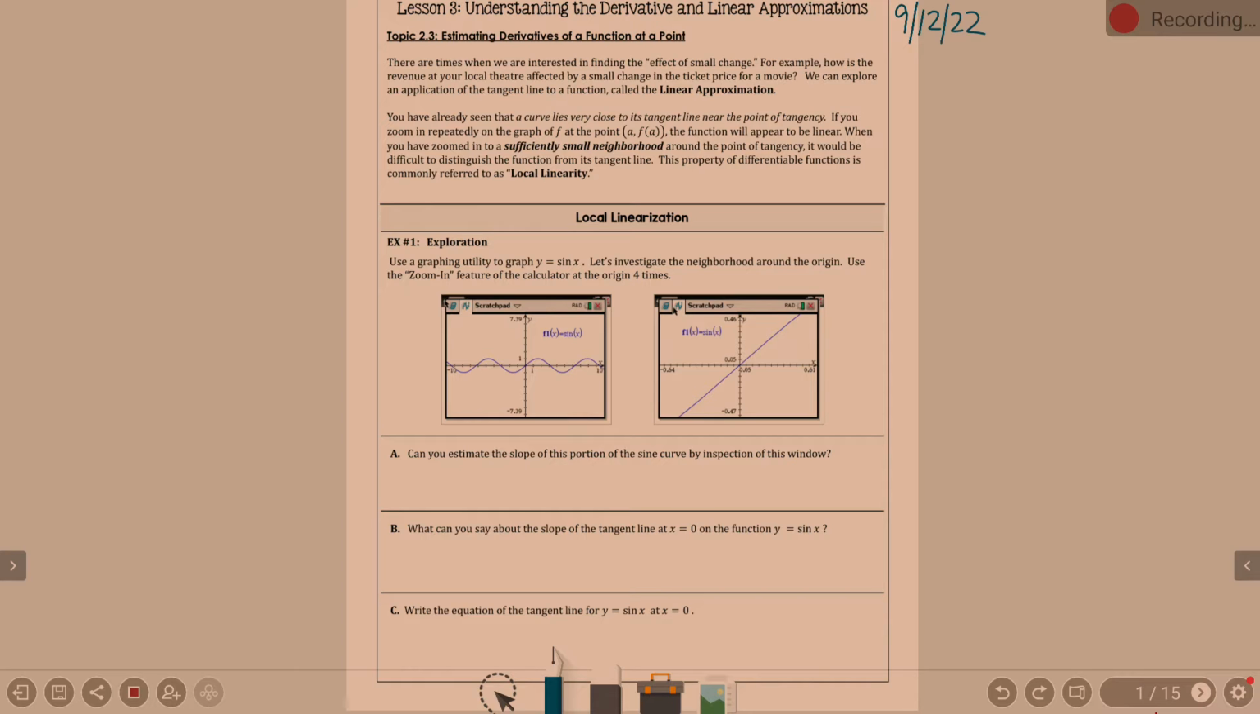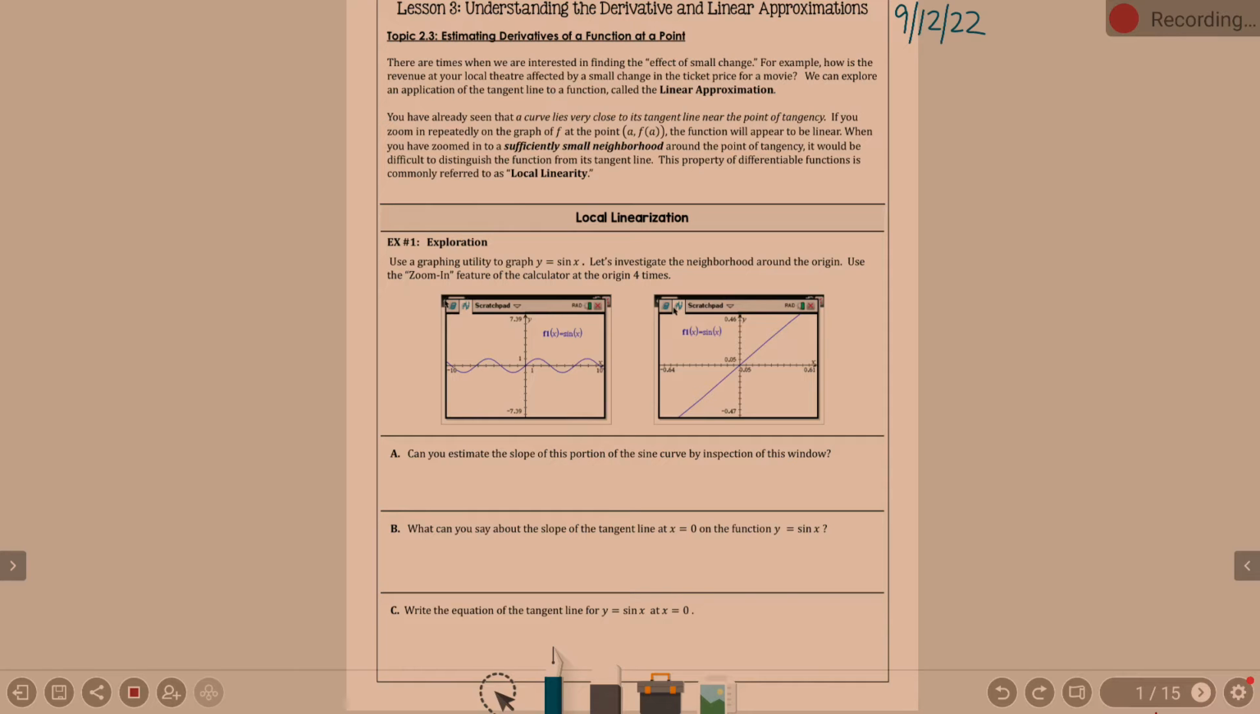So the tangent line when x equals 0 would basically look like this. If we knew the equation of that line and graphed it, they would be the same. It is the same. When you just put in x, it's the same line. Okay, with that in mind, can you estimate the slope of this portion of the sine curve by inspection of this window? Whether it be on your graph, or the version here in the notes, what would you say this slope is about?